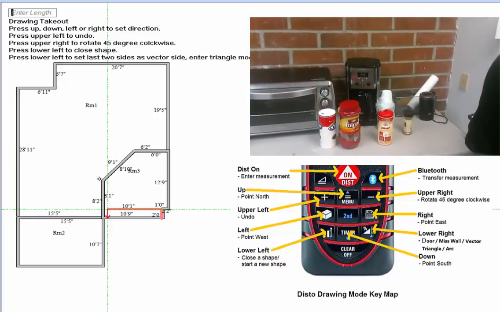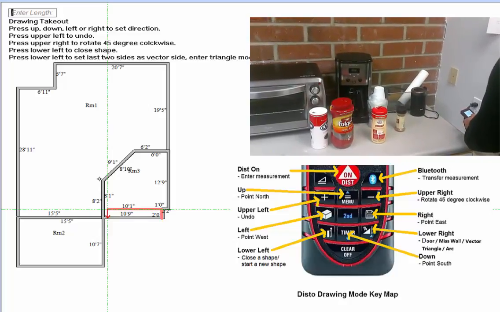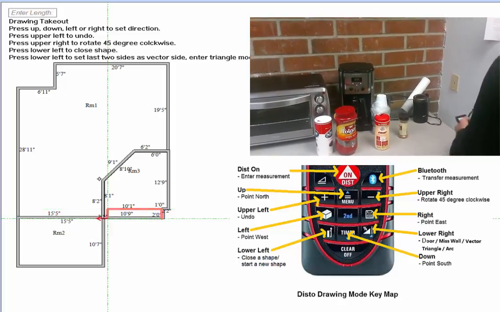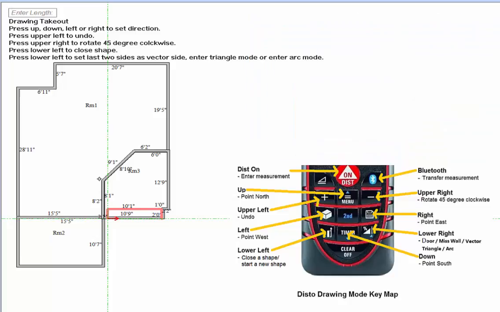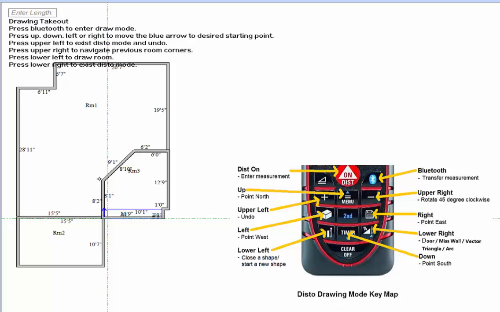We can close out our takeout shape just like a room by pressing the lower left button. In the last office, we will show how to use the door drawing tool. To begin with, we will start by measuring a corner of the office. We will measure from one corner to one side of the door jamb.